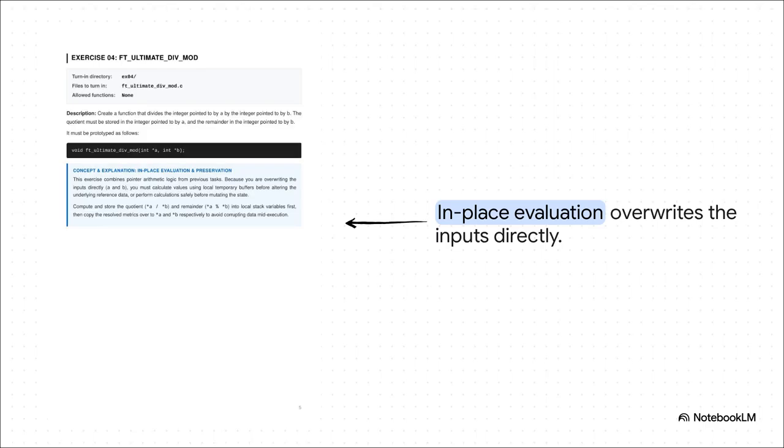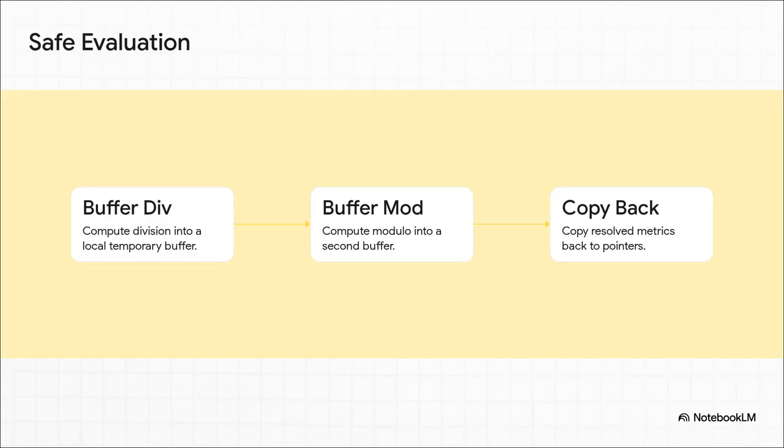This is what we call in-place evaluation. But wait, think back to our swapping lesson. If you overwrite *a with the quotient right away, you've destroyed the original number you need to calculate the remainder for *b. So here's your step-by-step game plan to solve this without corrupting your data mid-execution.